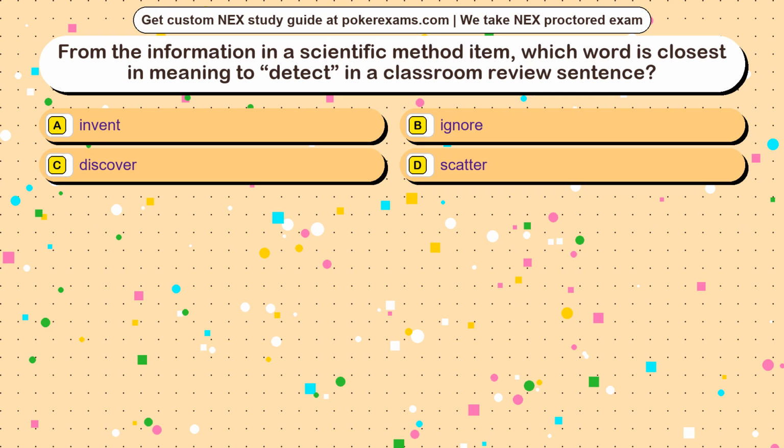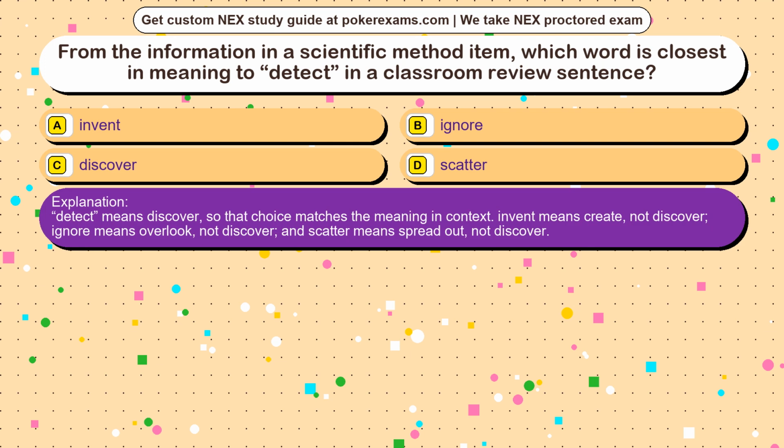The correct answer is option. Detect means discover, so that choice matches the meaning in context. Invent means create, not discover. Ignore means overlook, not discover. And scatter means spread out, not discover.